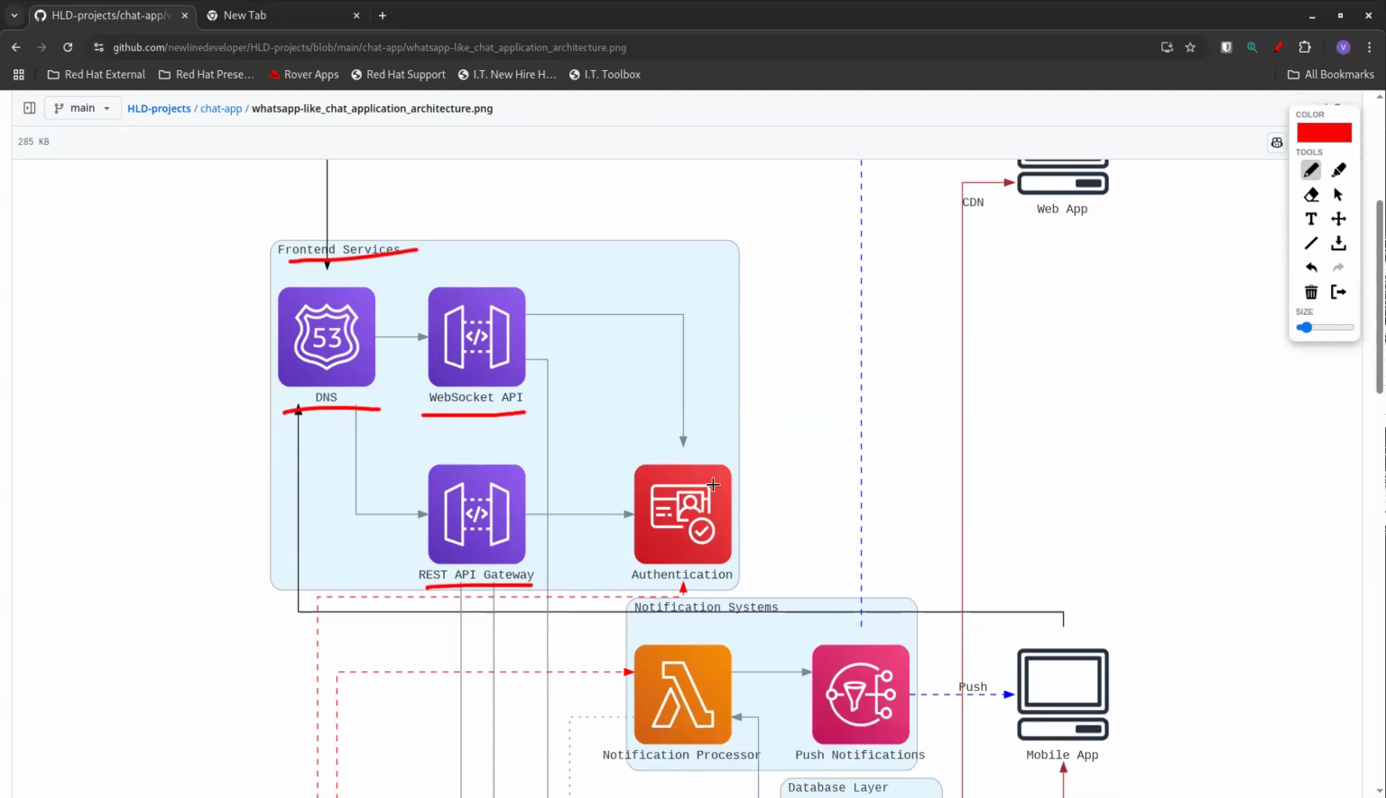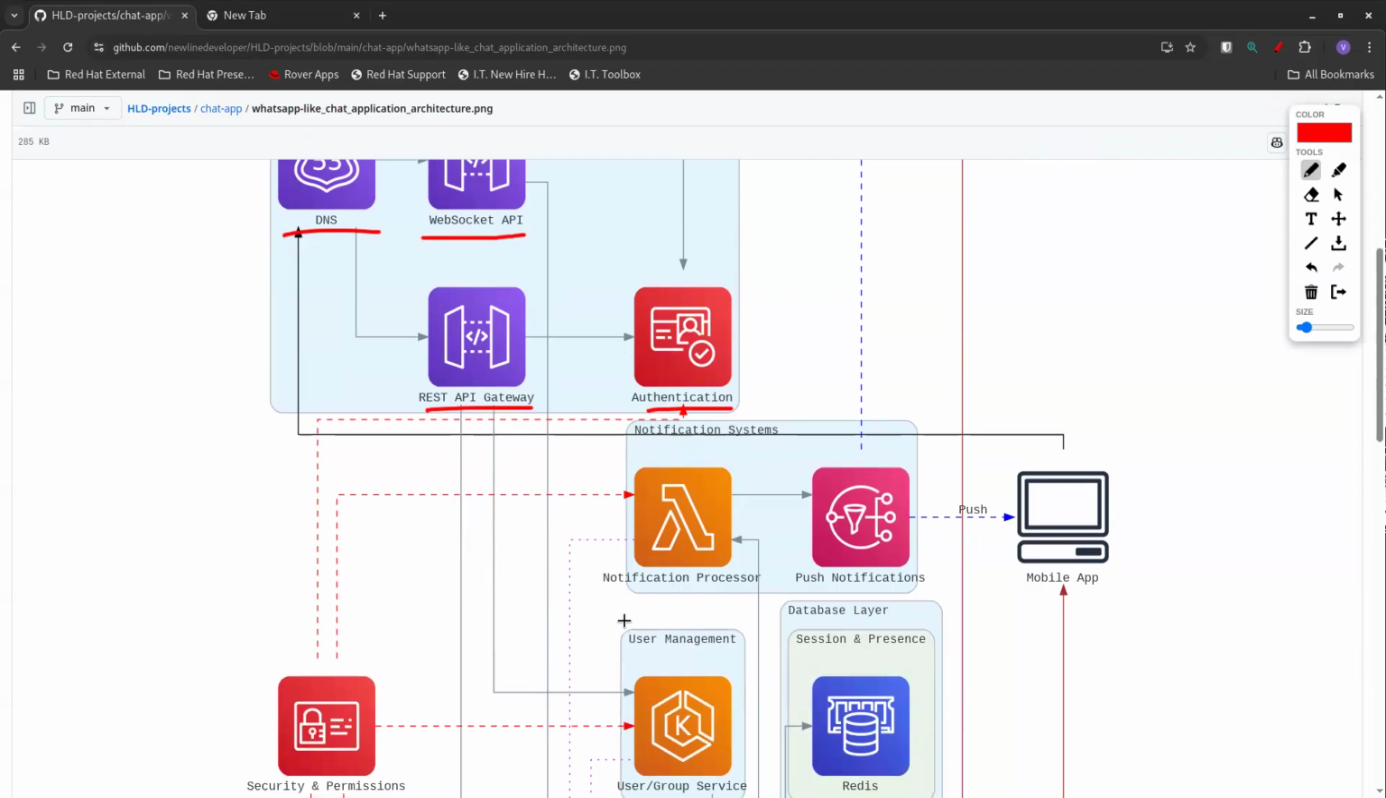API gateway, and then we need validations, authentication, we need that. If the particular API call is from an authorized user, then only it will be sent to the next service, otherwise it will throw the error. Okay, the authentication validations we need that.